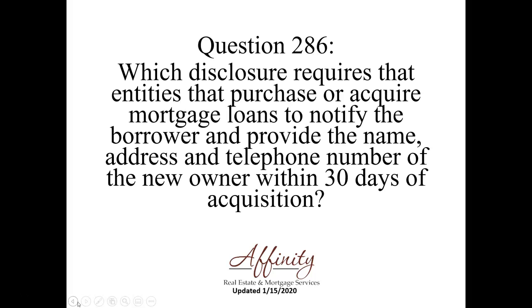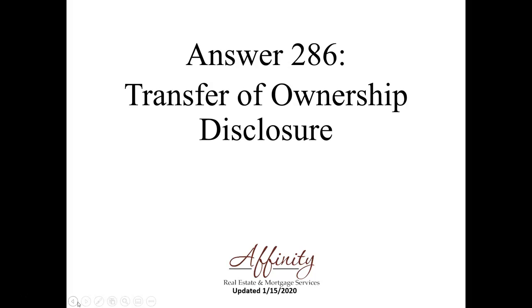Question 286. Which disclosure requires that entities that purchase or acquire mortgage loans notify the borrower and provide the name, address, and telephone number of the new owner within 30 days of acquisition? That would be called the transfer of ownership disclosure.